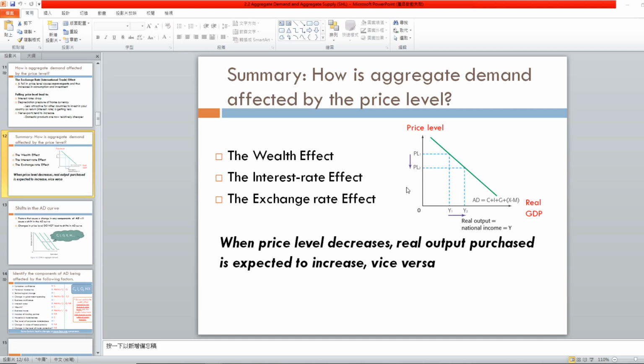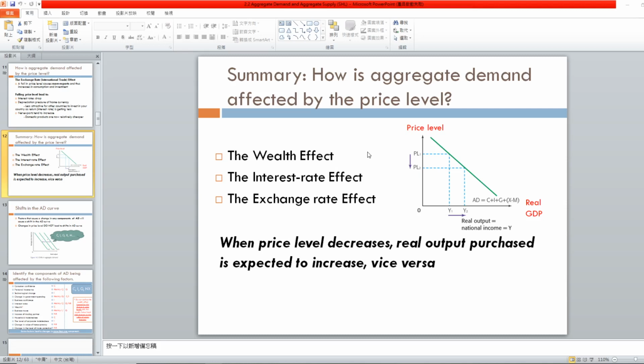And we all know that in general, when your currency is depreciated, exports are going to get higher because they are more competitive. So at the end, you will see that when the price level is going down, the real output is going to go up. They look like three individual points, but at the end, you can see they are actually all connected.